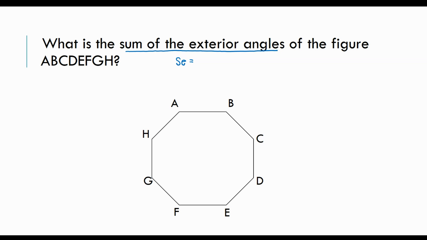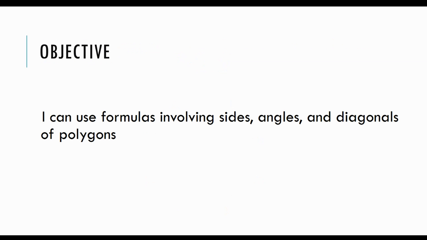I didn't even technically have to draw this picture. No matter what, I didn't even have to give you a polygon. I just could have said, what is the sum of exterior angles of a polygon? And your answer, no matter what, is going to be 360 degrees. So that's us using formulas involving sides, angles, and diagonals of polygons.